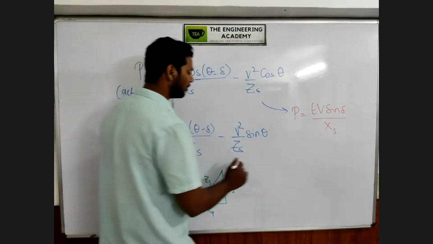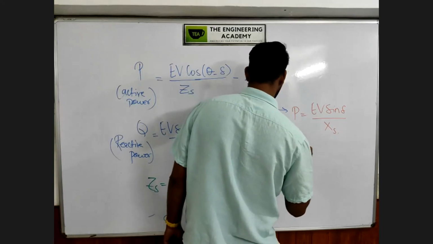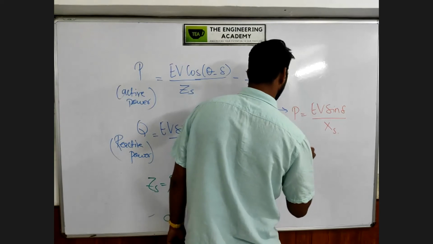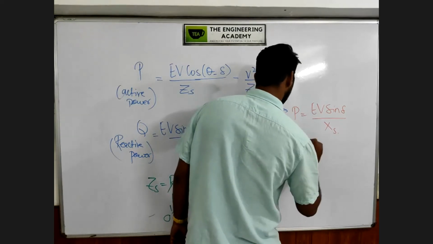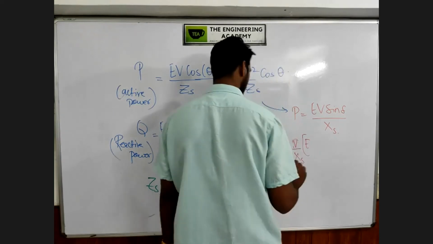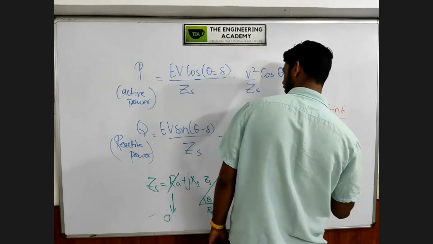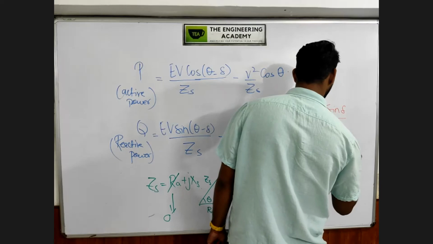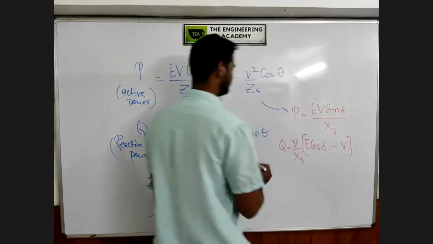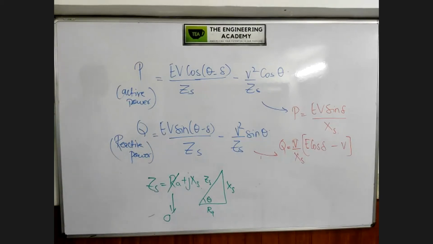And for reactive power, it will come as Q is equal to V by XS times (E cos del minus V). These two are approximate formulas.